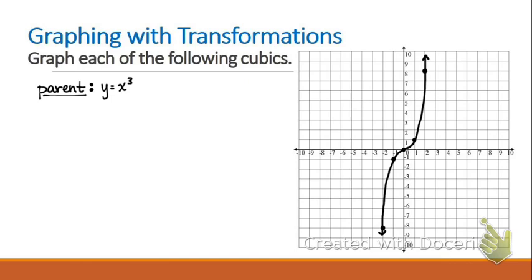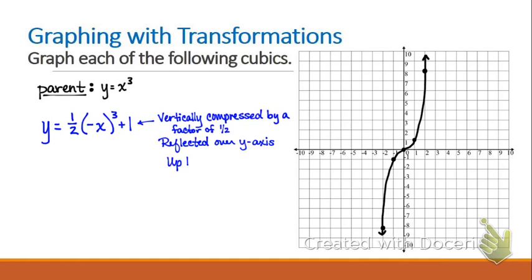All right, for our first transformation, we are going to graph y equals 1/2, then inside parentheses I have -x cubed, plus 1. So this is going to be a vertical compression by 1/2. It's going to reflect it across the y-axis, and it's going to shift it up 1. So shifting up 1 is going to move my center point right here. We can treat it like our vertex. That's going to shift it up 1 since we're not going left or right at all. So that's going to move to right here.